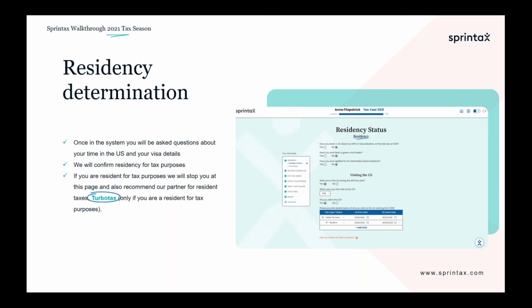The first step, and one of the most important steps you'll need to complete, is around residency for tax purposes. We need to figure out if you're a resident or a non-resident for tax purposes. We'll ask you residency-related questions like, were you present in the US in 2021? We'll ask you about your visits to the US as well as the visa types you held on those visits. If you're a resident for tax purposes, we will stop you at this point and let you know that you won't be able to continue to use Sprintax, as we're a non-resident tax prep provider. But we will be able to point you in the direction of our resident partner for resident taxes, TurboTax, only if you are a resident for tax purposes. If you're a non-resident for tax purposes, you'll be able to continue to the next step and complete your return on Sprintax.